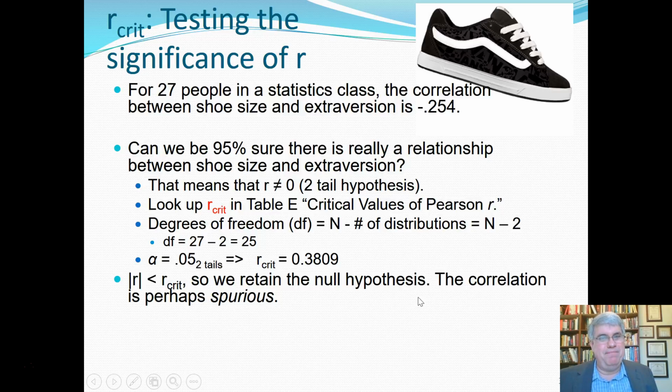Maybe this is just an error that came from having a small sample size. We'd have to keep on testing to be more sure to see if there really is a correlation there. But maybe there isn't a correlation between shoe size and extraversion. So we have to retain the null hypothesis that there's no relationship between shoe size and extraversion.